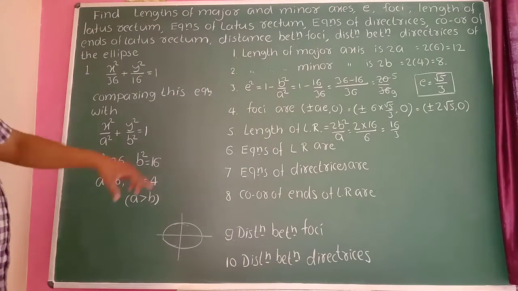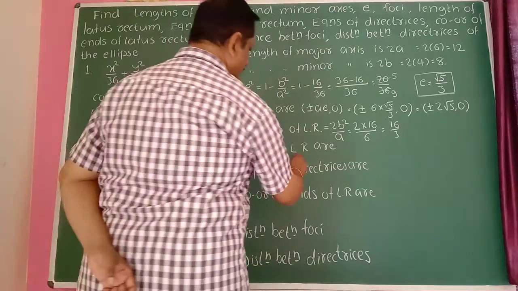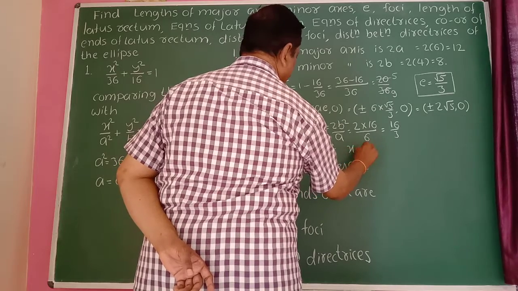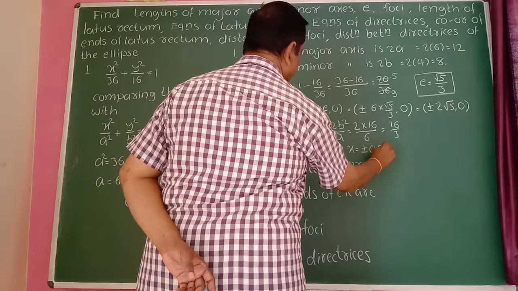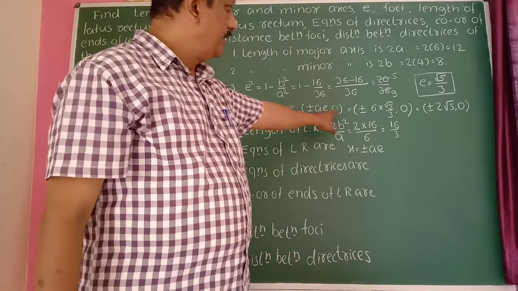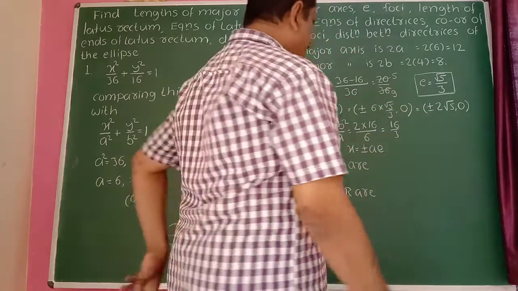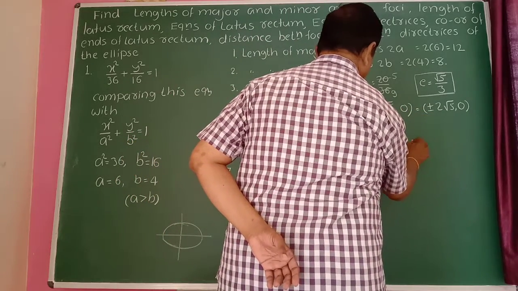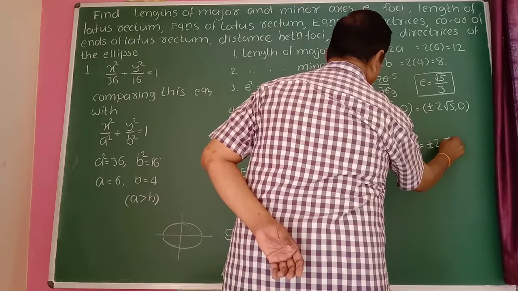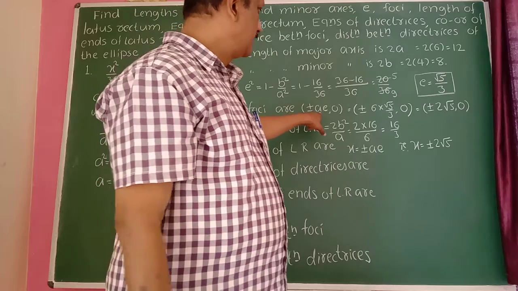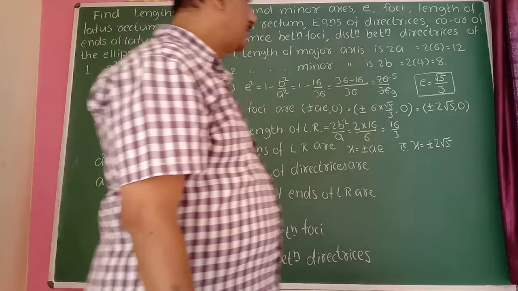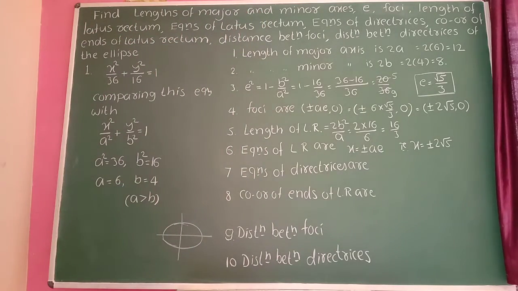Then equations of latus rectum. So x is equal to plus or minus a into e. You know here a into e is 2 root 5. Therefore I can write x is equal to plus or minus 2 root 5. A value 6, e value root 5 by 3, so simplifying we get 2 root 5.